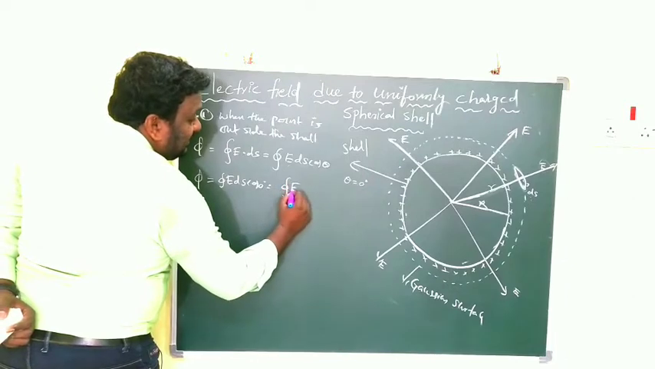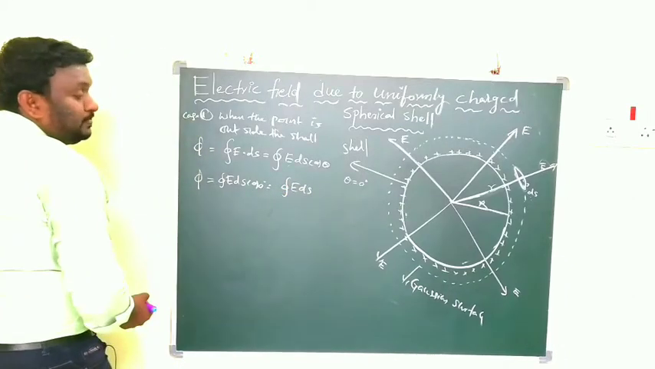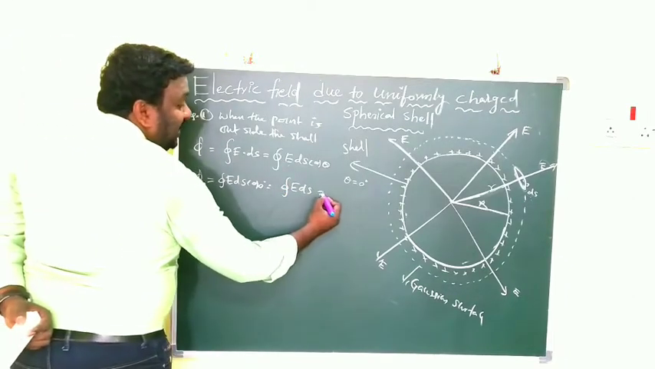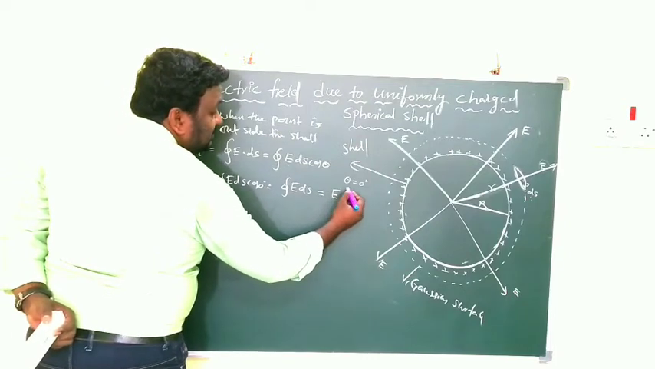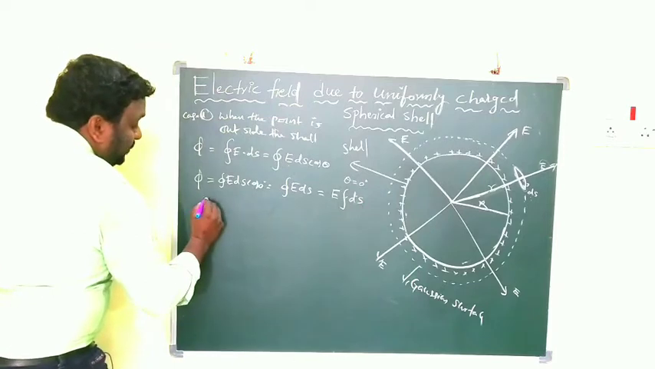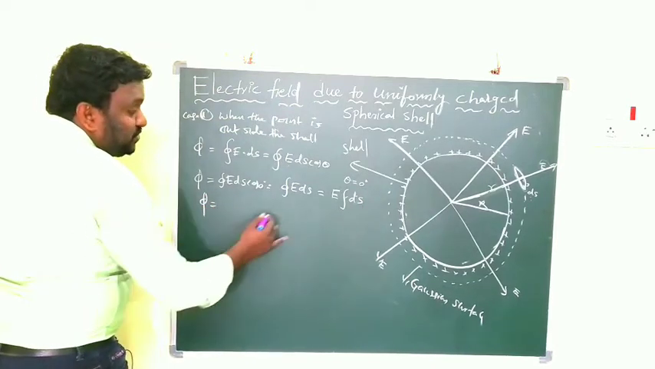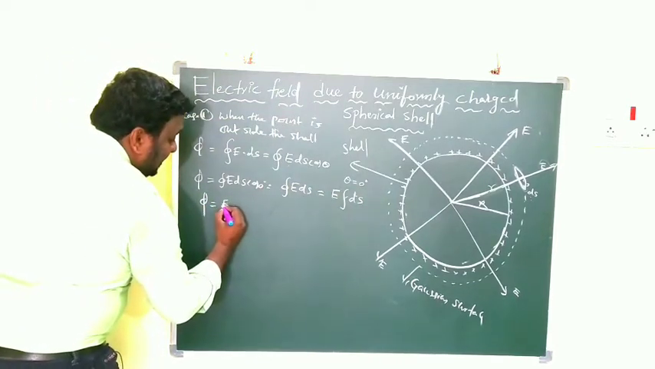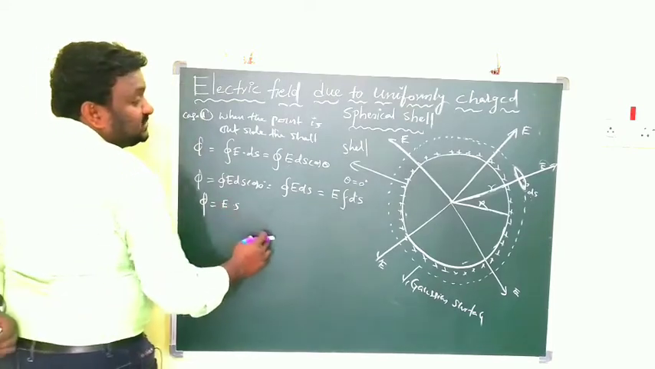Closed integral E ds we will get. Clear? From that again I am writing E is the constant, that's why I am writing here. These two get cancelled. Then what we get? Phi is equal to E into S. Here S means what?